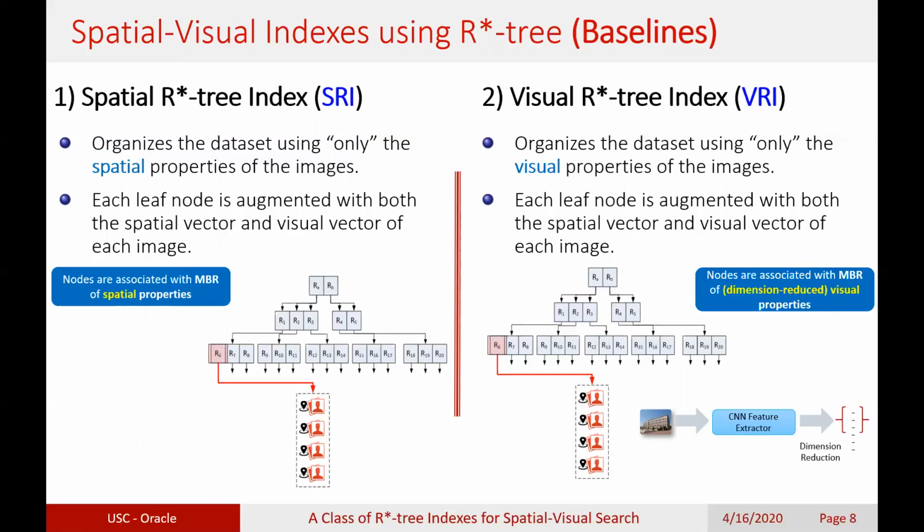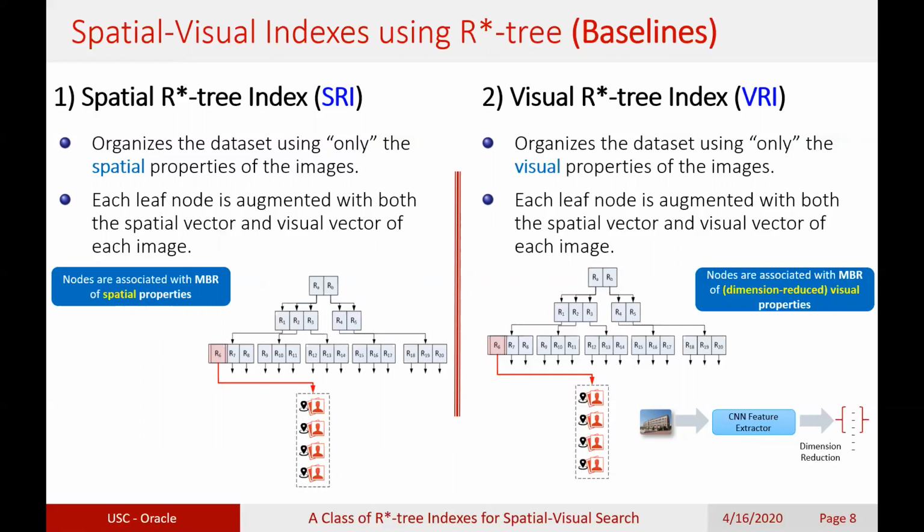Meanwhile, the leaf nodes are augmented with both spatial and visual properties. On the contrary, the R-star tree is used for organizing images using only their visual properties. However, to ensure good performance of the index, each image is represented using its dimension-reduced visual descriptor.